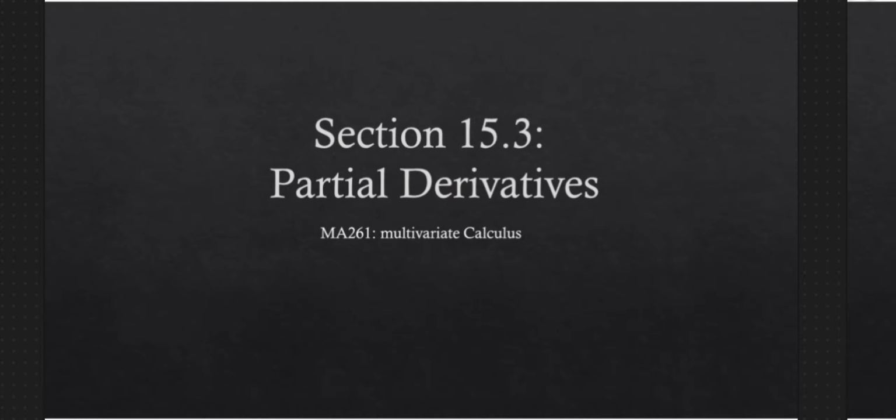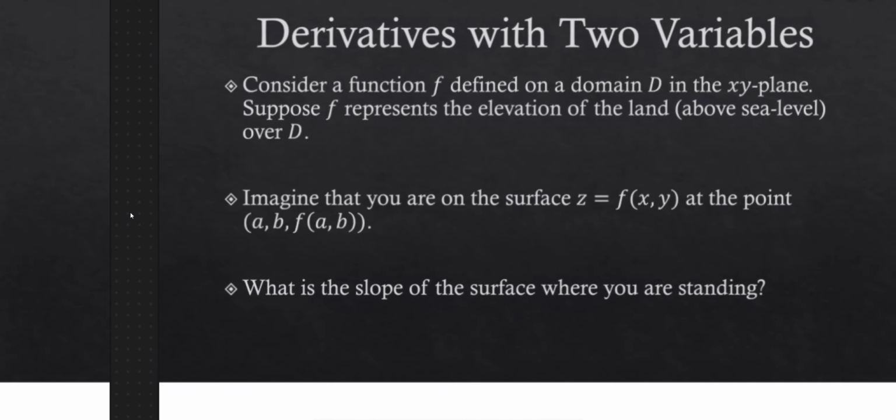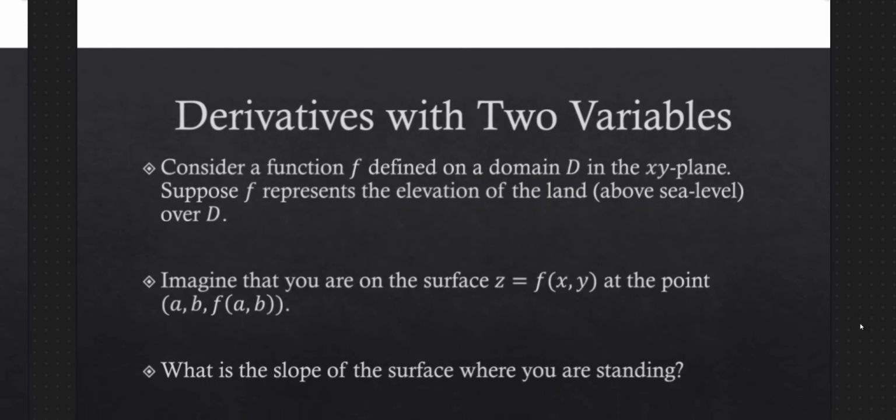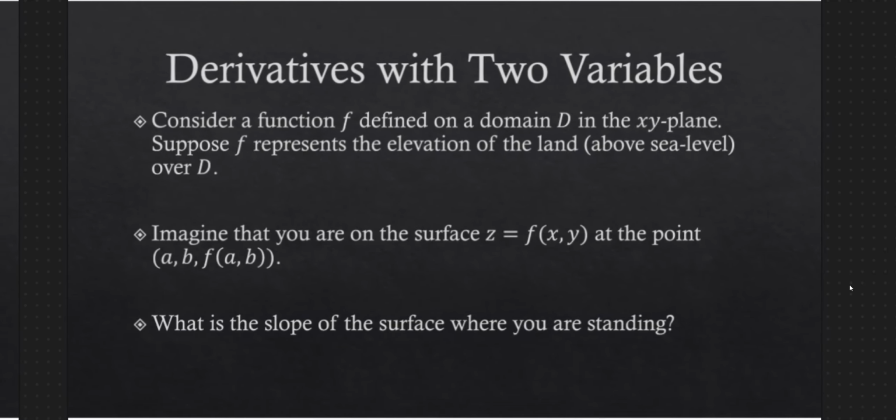Let's see if that'll help us make sense of derivatives of surfaces, because that's the graph of a function of two variables. So let's, oops, sometimes it bounces like that. It's like a spring sometimes. Right, so here's our setup.